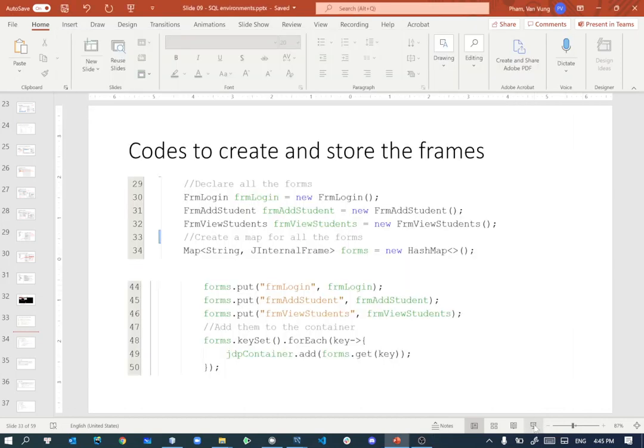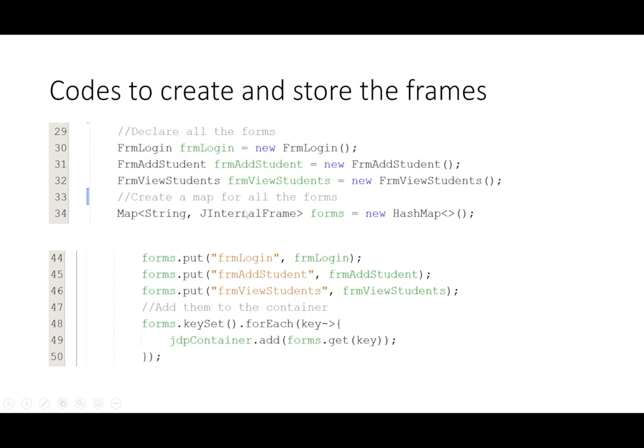Okay, now we start the code with creating and storing the frames. So first we have some forms, then we need to create those forms. Then when we create those forms, we need to add them into a map. So I will give each of the forms a name along with the form itself. So why do I do this?